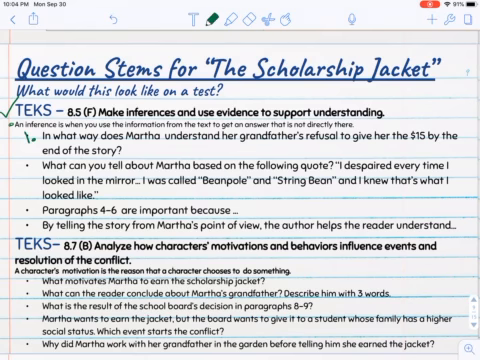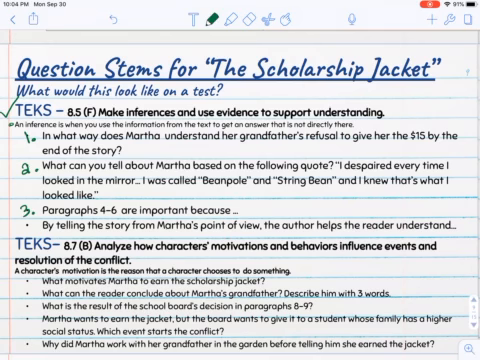First question. In what way does Martha understand her grandfather's refusal to give her the $15 by the end of the story? Two. What can you tell about Martha based on the following quote? I despaired every time I looked in the mirror. I was called beanpole and string bean, and I knew that's what I looked like.